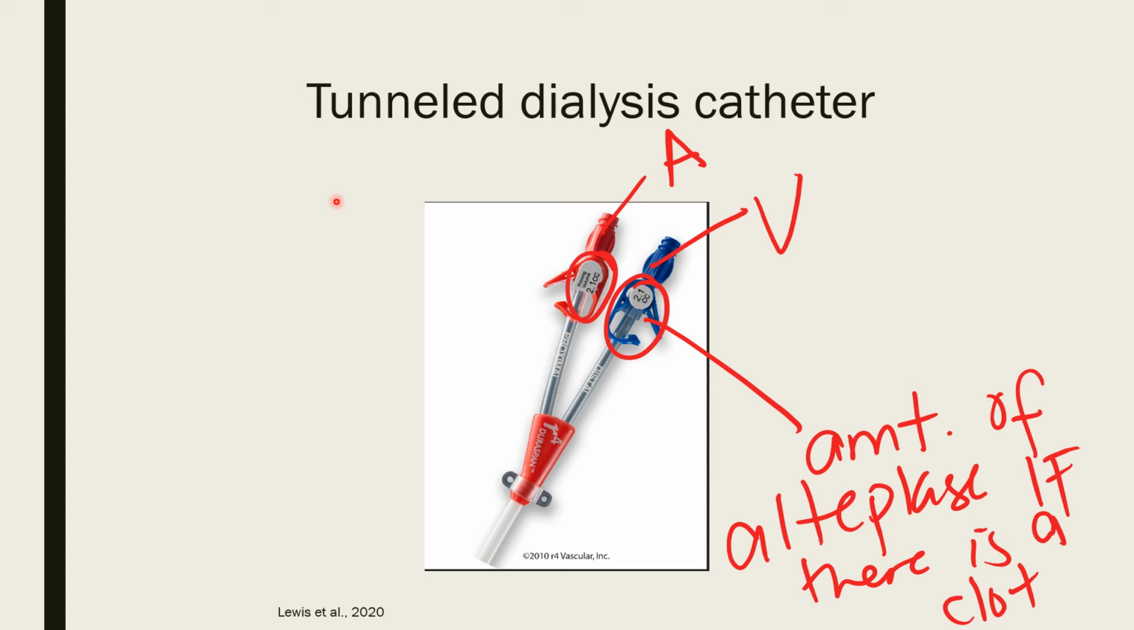Now, this is what the tunneled dialysis catheter looks like. It has red and blue because red represents artery and blue is the vein. Again, artery is away from the heart, V as in vein is going back to the heart. You might see here the 2.1 cc, or 2.1 ml. That's the amount of alteplase that we put in if there's a possible clot or if the catheter is clogged. So we use that numeric value there.